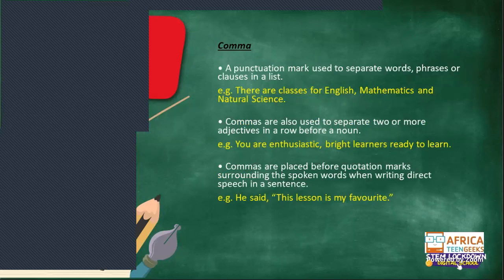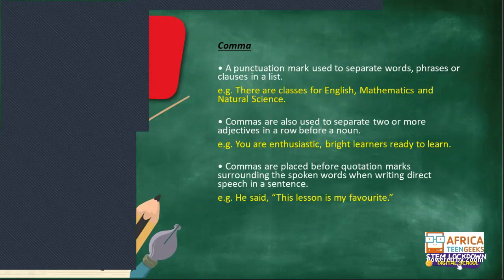Right. So, comma. A comma is a punctuation mark used to separate words, phrases, or clauses in a list. Okay, I will read that again. A comma is a punctuation mark used to separate words, phrases, or clauses in a list. For example, there are classes for English, comma, mathematics, and natural science.